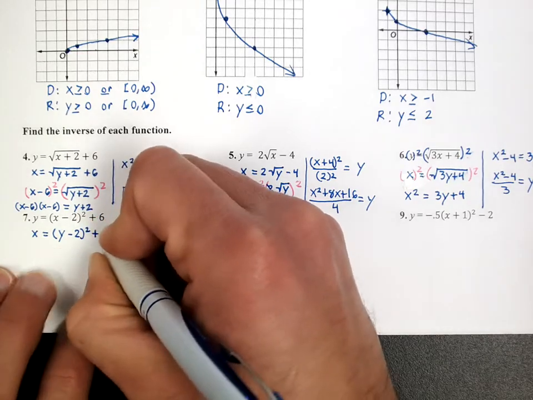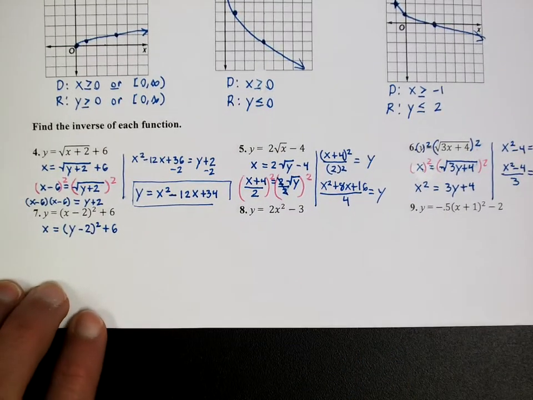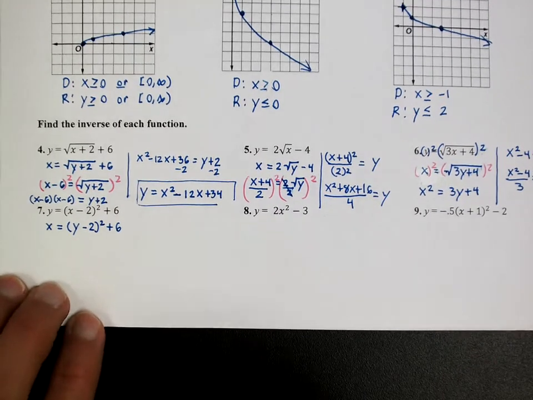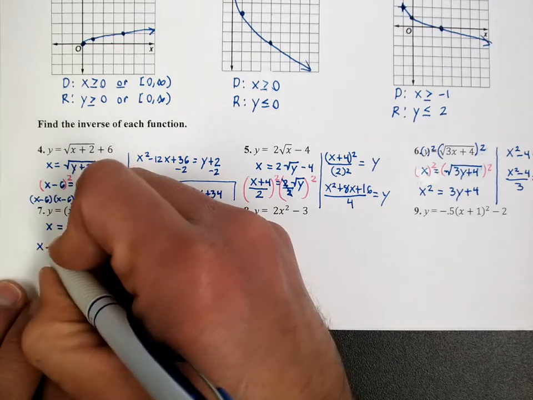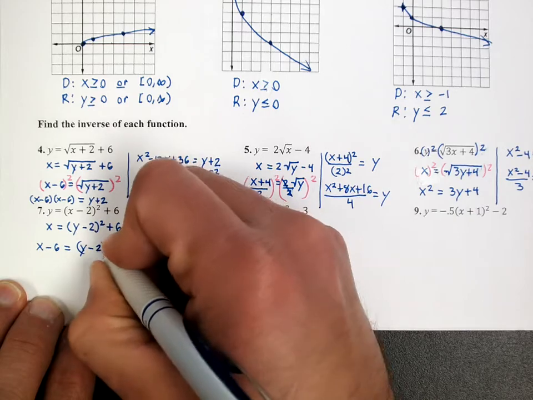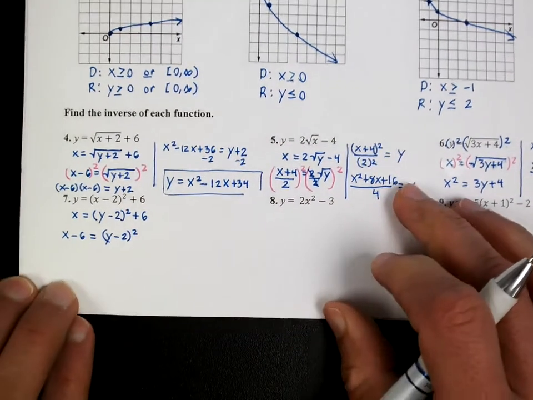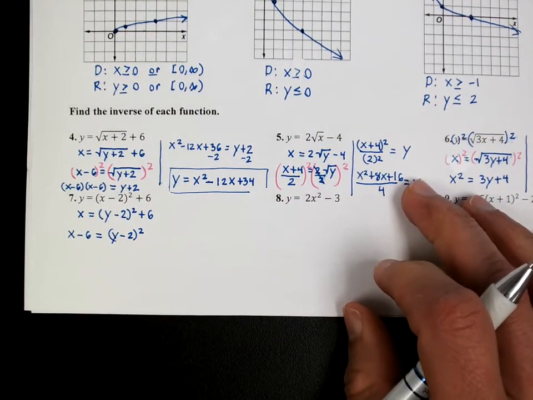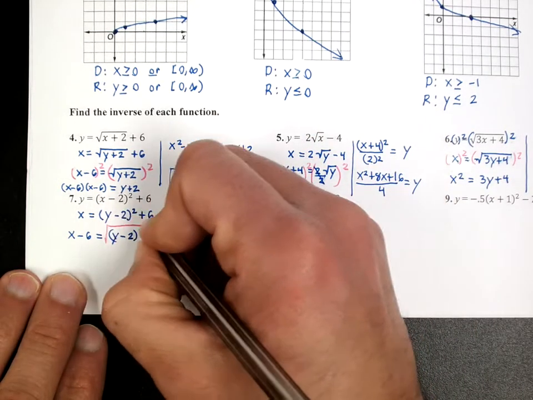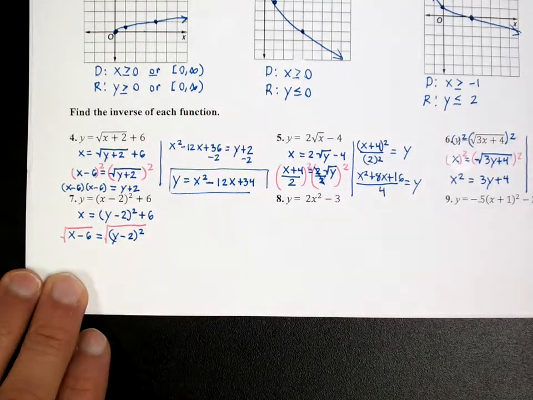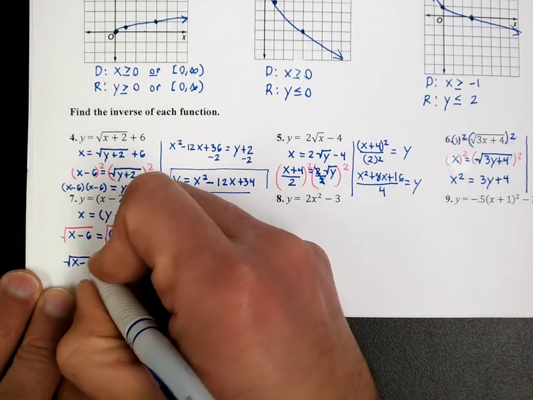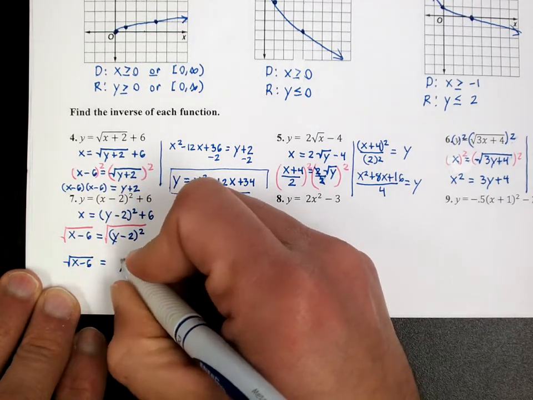We're gonna switch the x and y, and then now, just like the other one, our goal here is to isolate the squared, the term that is being squared. So we're gonna subtract the 6 first. So we have y minus 2 squared. Right, and then now to get rid of the square, I'm going to take the square root. So this right here would be the square root of x minus 6 is equal to y minus 2.